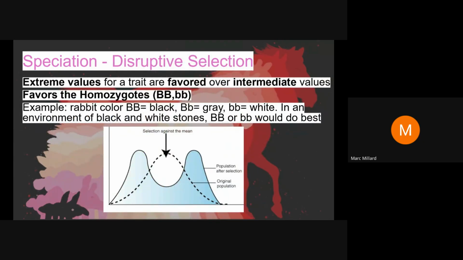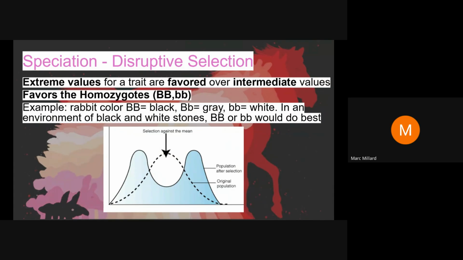So the first type of speciation is called disruptive selection. This is where extreme values for a trait are favored over intermediate values. This usually favors the homozygotes, the ones that are either homozygous dominant or homozygous recessive. A good example would be rabbit color. So if it's homozygous dominant, it's black. If it's heterozygous, it's gray. If it's homozygous recessive, it's white.